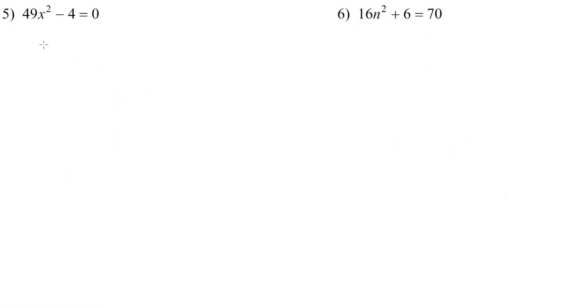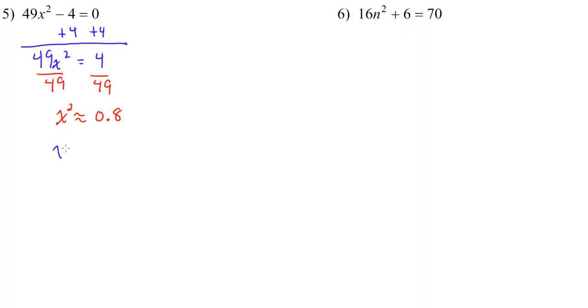All right, next example, 49x squared minus 4 equals 0. We need to add 4 to both sides. And we get 49x squared equals 4. And then we need to divide both sides by 49. And we get x squared equals, and 4 divided by 49 is approximately 0.08.